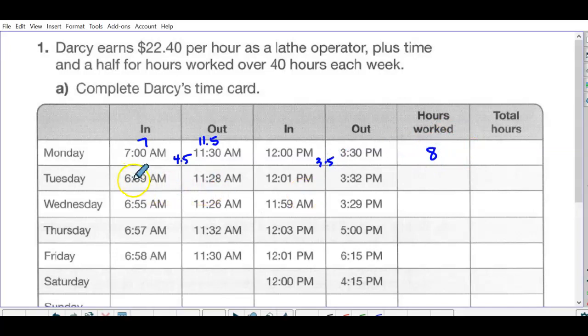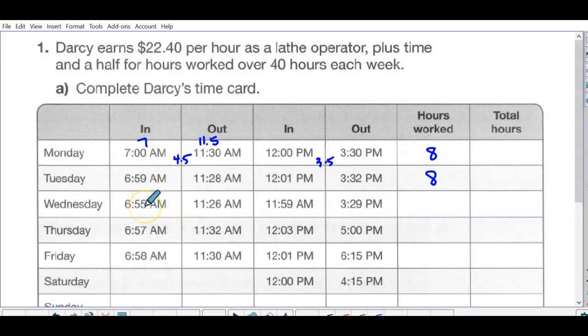Here, this is 1 minute before 7. This is 2 minutes before 11:30. So that's basically a minute short of 4.5 hours. But here, this is 12:01. For 3.5 hours, it would end at 3:31. This is 1 minute more. So overall, it ends up being exactly to the minute 8 hours. So you want to think about that in terms of minutes, okay?